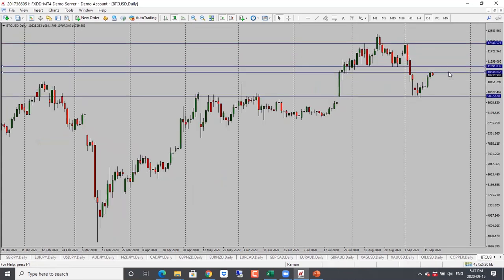Bitcoin here, Bitcoin did go up, but it's right into this resistance now. And this is where we may see it struggle. So this is an important level. If price holds below here at the 10,800 level, then essentially we're looking for this move back lower.